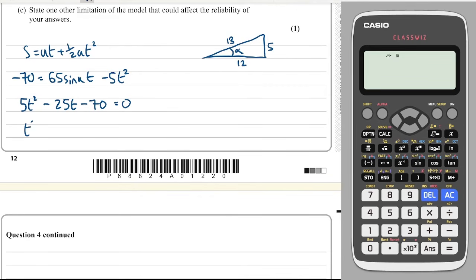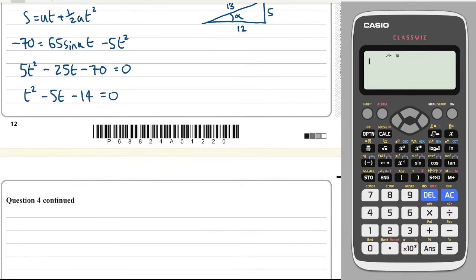I'm going to divide through that by 5 to get this. And then I'm going to solve that to get t minus 7, t plus 2, and t must therefore equal 7 because it can't be negative. So 7 seconds.